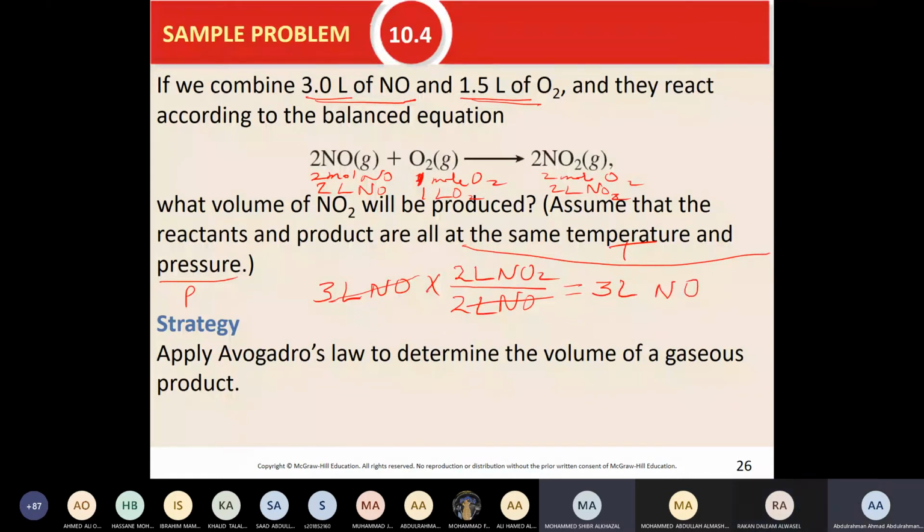Okay, let me ask you a very simple question. If I have 2NO plus O2 to give me 2NO2, if I have 6 liters of NO. Doctor, yes, why don't we take the oxygen?